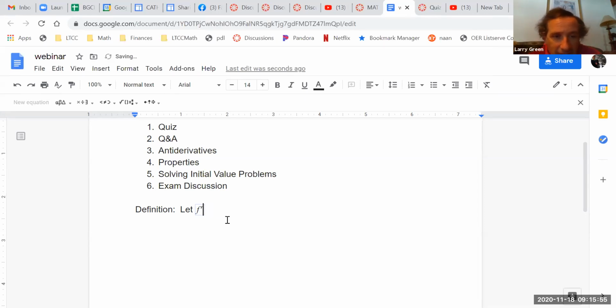Sorry, it's the other way around. Let capital F prime of x, let capital F of x be the derivative of some lowercase f of x. Okay, and this is standard notation, by the way: they use capital for the function that's the derivative of something, and lowercase for what you're taking it of.